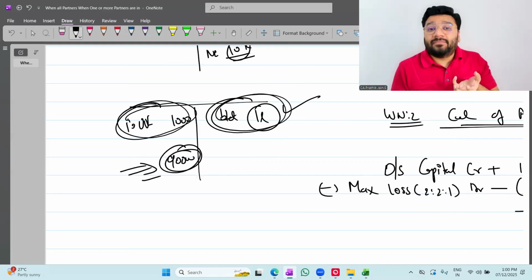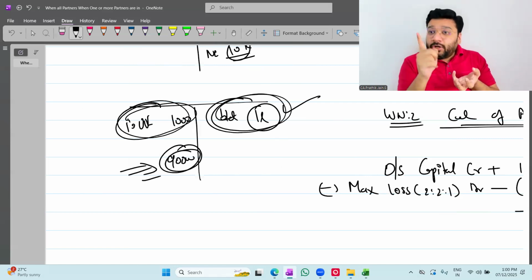Losses should be recovered from the partner. It's a penalty that we impose on the partner. You did not do business properly. Because of you, the business suffered loss. So now you compensate for the loss. So we always recover loss from the partner.